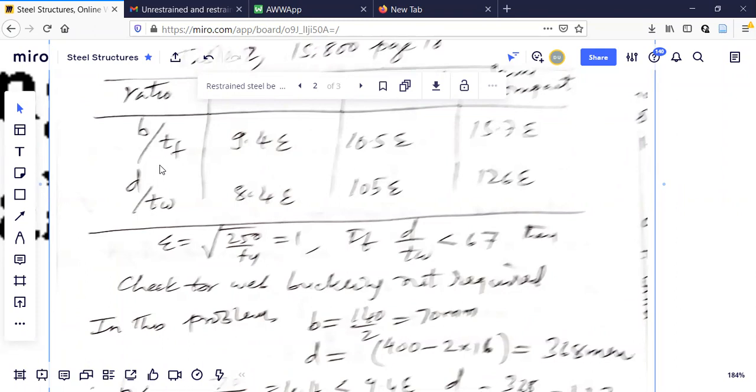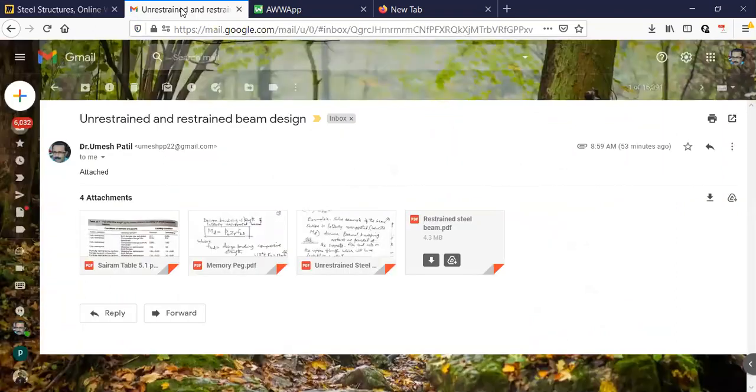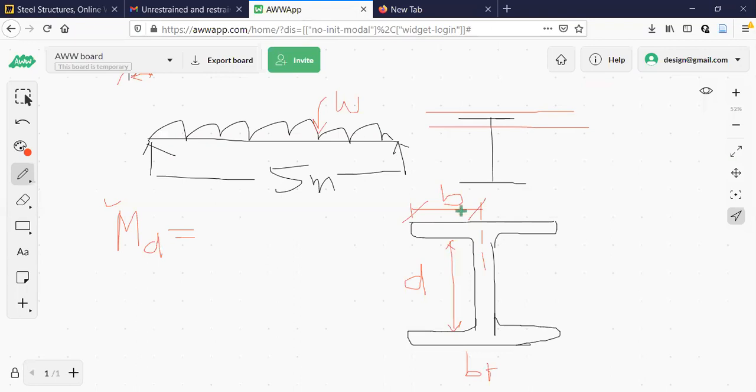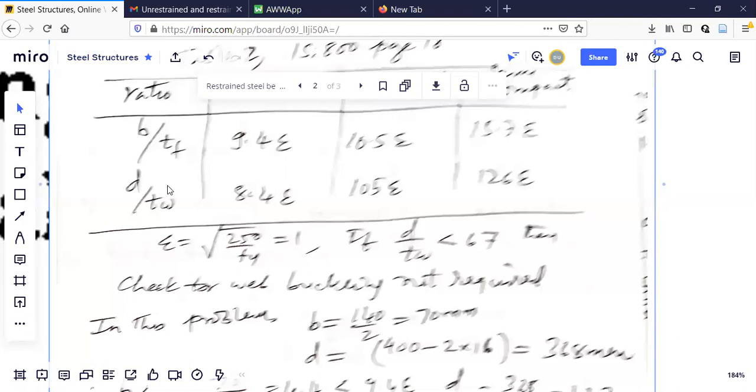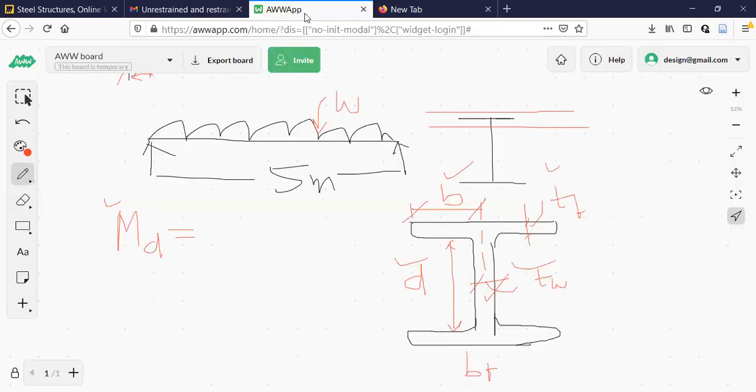B by TF. Observe this. B by what is TF? This is the ratio, flange thickness. D divided by what? D divided by this thickness. So it is B by TF, D by TW. Those are in Table 2. This is how you should be able to follow this using this diagram. So B by TF, D by TW, like that.